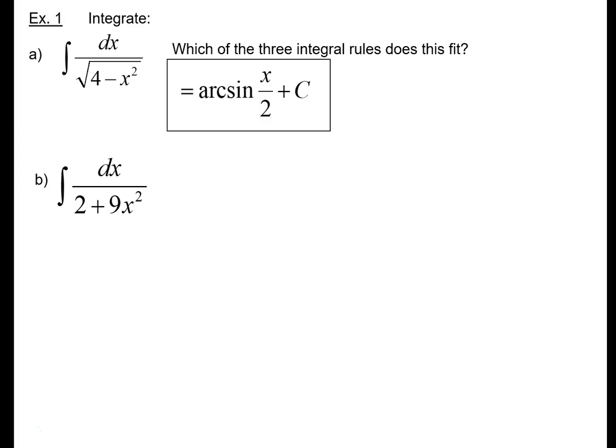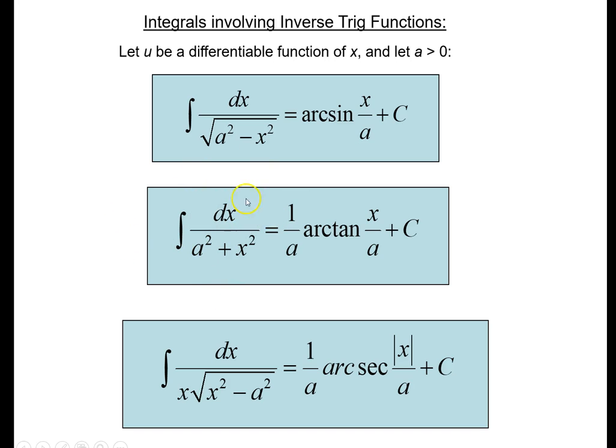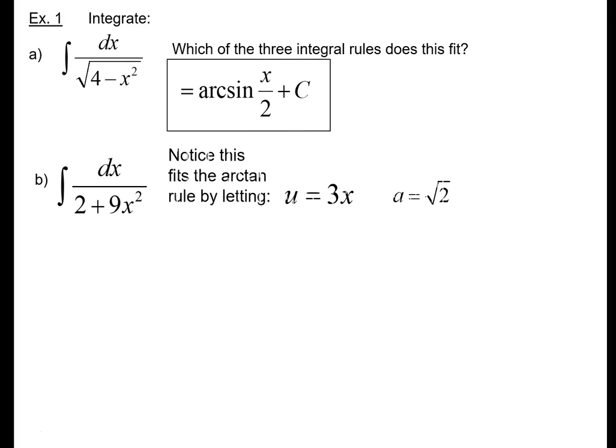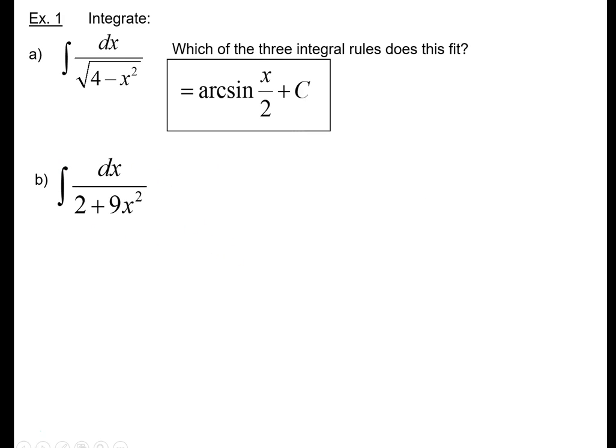Let's try this one. We've got the integral of dx over 2 plus 9x squared. Hopefully if you look back at that list, you'll see that this looks a lot like the arctan rule, because it doesn't have the radical and it's the sum of those two terms in the denominator. The thing that's a little different about this one is that it doesn't have just an x here, it's 9x squared. This last example just had an x, so we could go straight to the rule and just say x over a, where a was 2. This one's a little bit more involved.